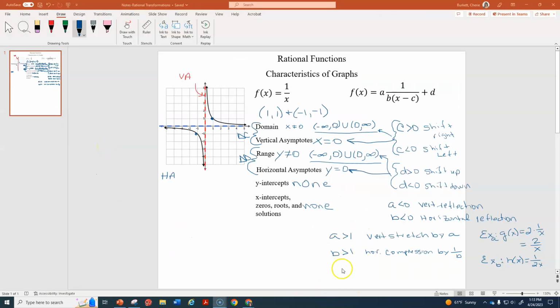Okay, so as we considered with other functions like the square root function and the cube root function, when A is greater than 1, we still get a vertical stretch. When B is greater than 1, we have to do the opposite. We get a horizontal compression by a factor of 1 over B. An example of what that would look like is the number A would be a multiplier out in front, just like I have right here, 2 times 1 over X.